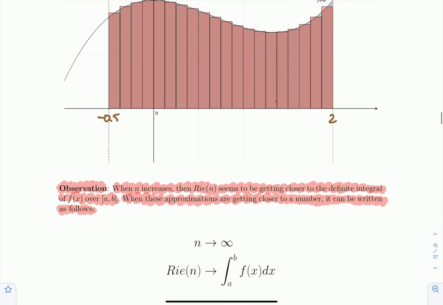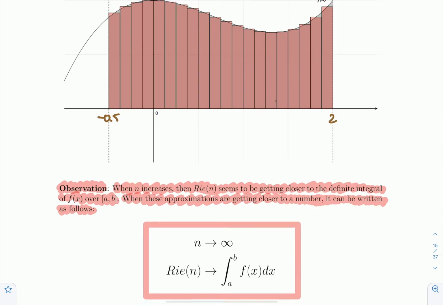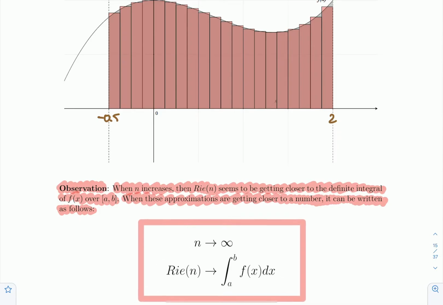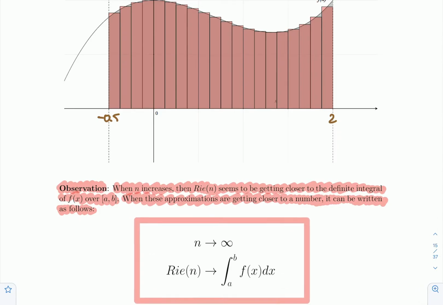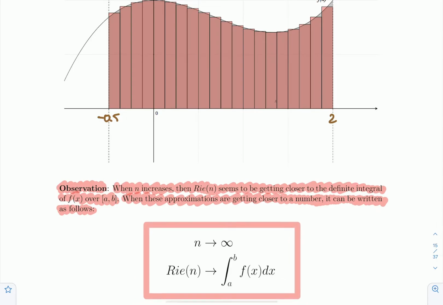When n gets larger, we're going to write n goes to infinity. Remember, when you say n goes to infinity, it simply means n is getting bigger and bigger. You never reach infinity. You're just pushing it with larger and larger numbers for n. Then these Riemann sums, the more rectangles you use, the better these approximations will be. So this is what this notation is telling you.